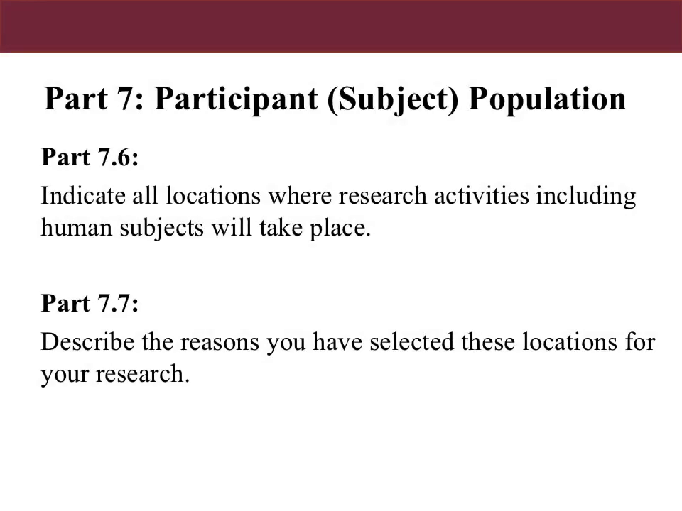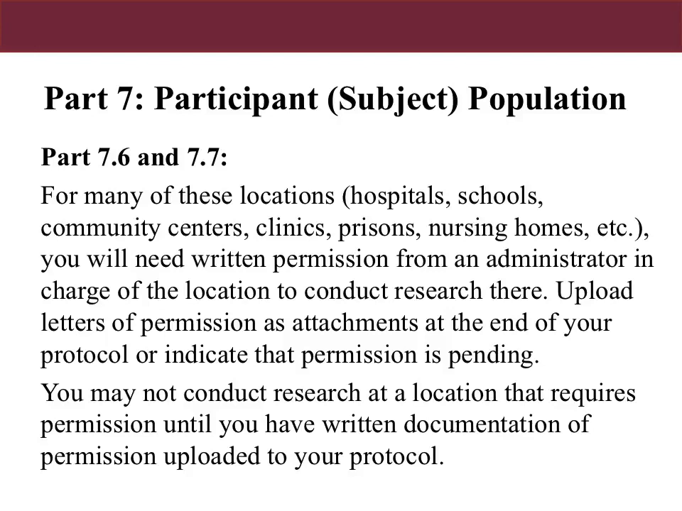Part 7.6. Indicate all locations where research activities including human subjects will take place. For Part 7.7, describe the reasons you have selected these locations for your research. For many of these locations, you will need written permission from an administrator in charge of the location to conduct research there. Upload letters of permission as attachments at the end of your protocol, or indicate that permission is pending. You may not conduct research at a location that requires permission until you have written documentation of permission uploaded to your protocol.